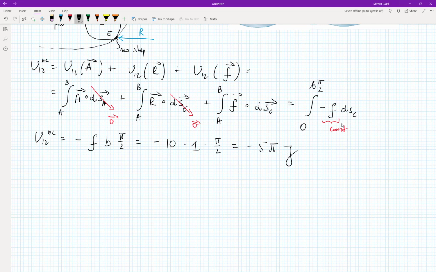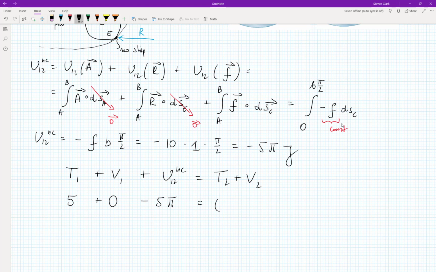Okay, and it seems to me that the whole problem is solved, right? Because we found these 5 expressions. So let us plug them into our original equation. Here I will just write T1 plus V1 plus U12 non-conservative is equal to T2 plus V2. Okay, what was T1? I think it was 5 joules. So 5 in here. V1 was 0. U12 we just found, so it's minus 5 pi.